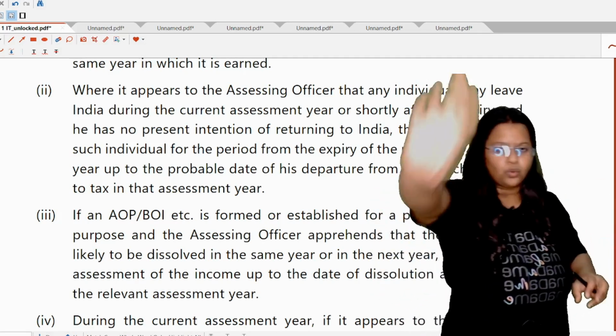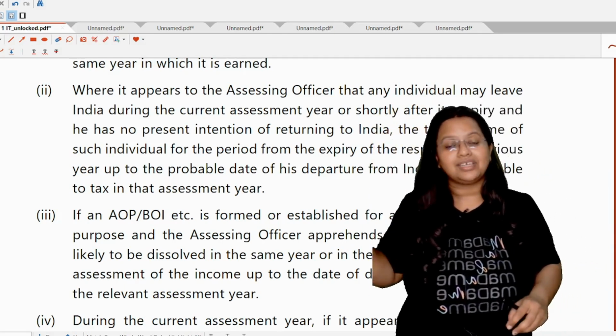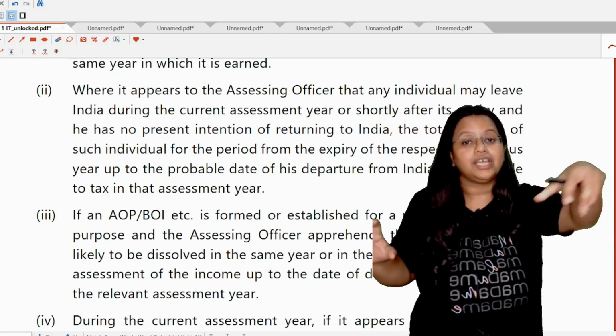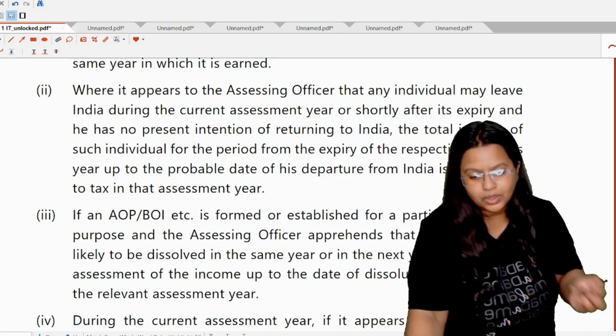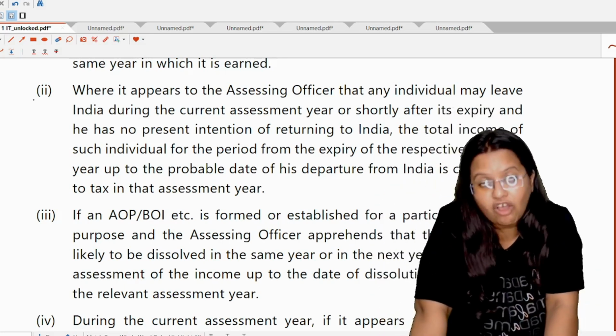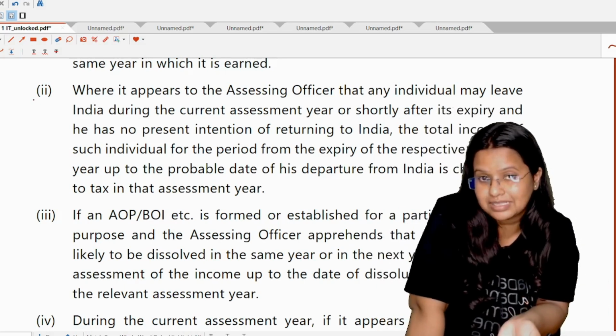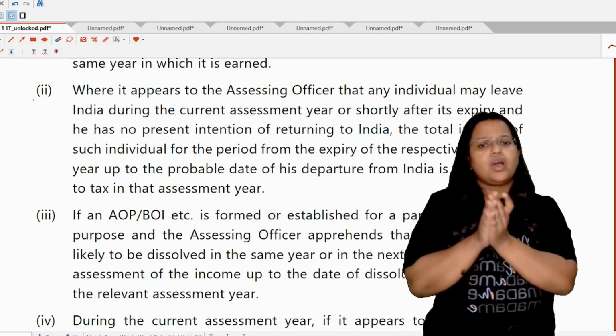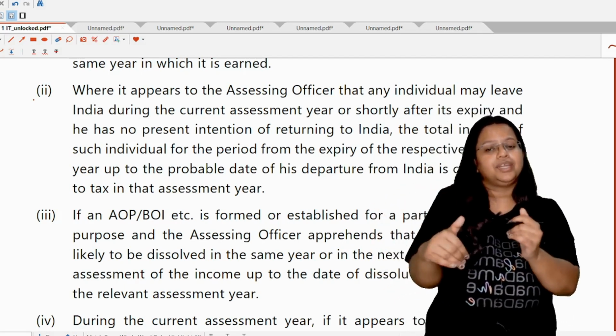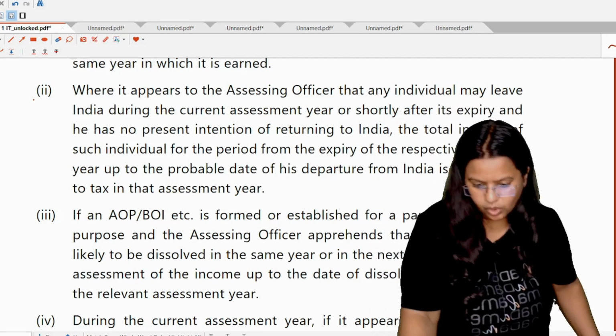So he can say that okay, you can go outside India, but before leaving India, you have to pay the taxes on your income. So it basically depends upon the assessing officer, where it appears to the assessing officer that the person is not coming to India or has no present intention of coming to India, he can apply this provision, otherwise not.